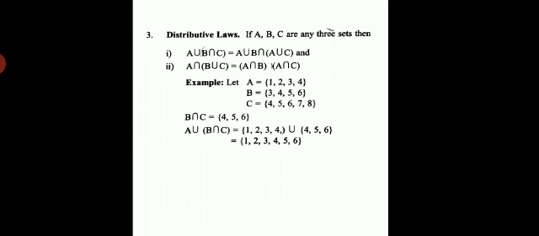Next one, distributive laws. If A, B, C are any 3 sets, then A union B intersection C will be equals to A union B intersection A union C. And second one, A intersection B union C will be equals to A intersection B union A intersection C. Now here see students, the first property will be A union B intersection C, which will be expanded as, the intersection in the bracket will come out, and group A union B and again group A union C. So in this case we have to get both LHS and RHS answers equal to each other.